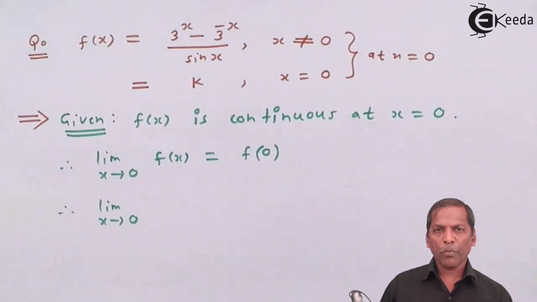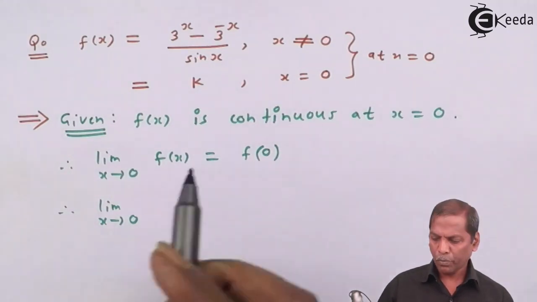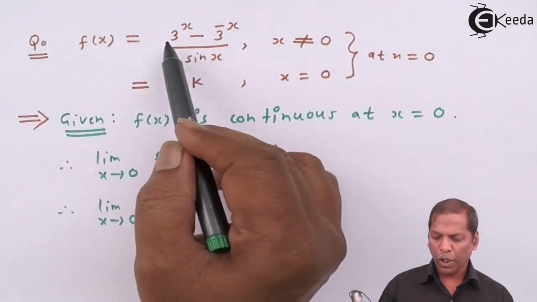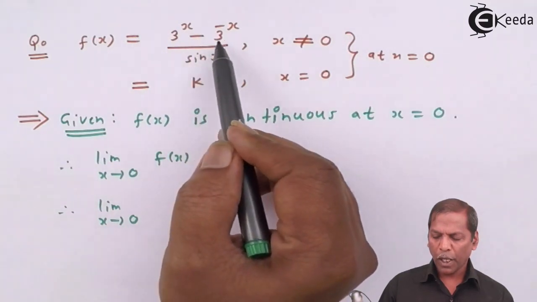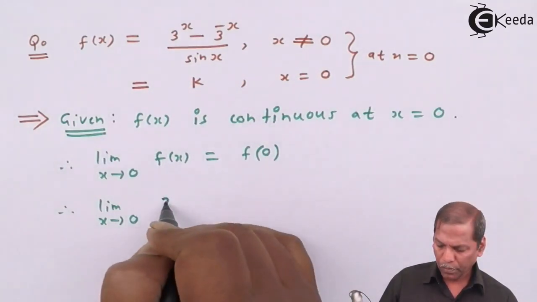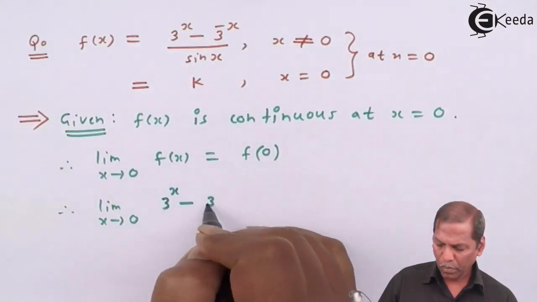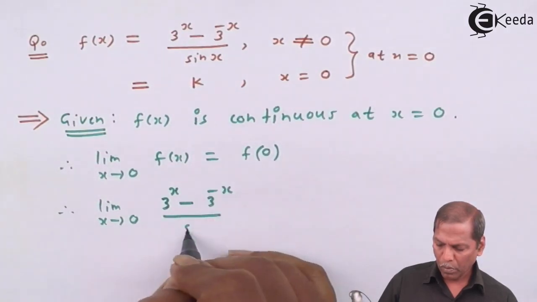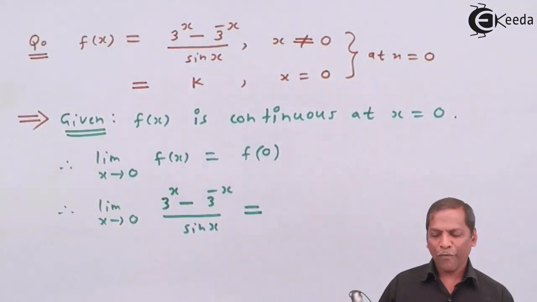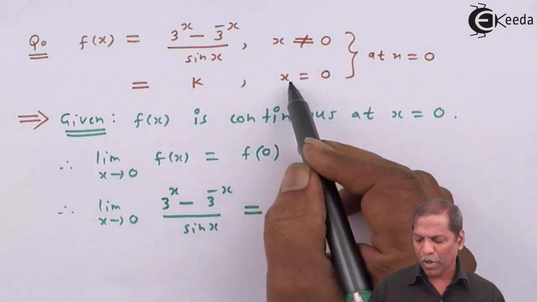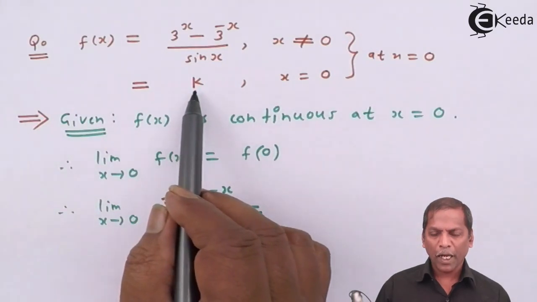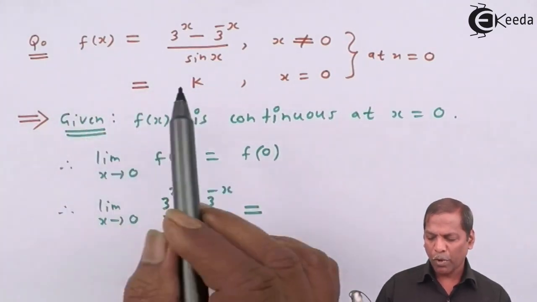Now x tends to 0 means x not equal to 0, and for that we have given f of x is equal to (3 raised x minus 3 raised minus x) whole thing divided by sin x. That equal to f of 0. Now f of 0 means at x equal to 0, we have given f of x is equal to k. That is, f of 0 is equal to k.